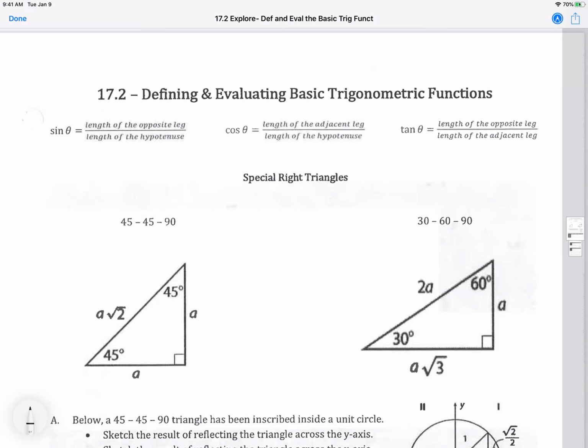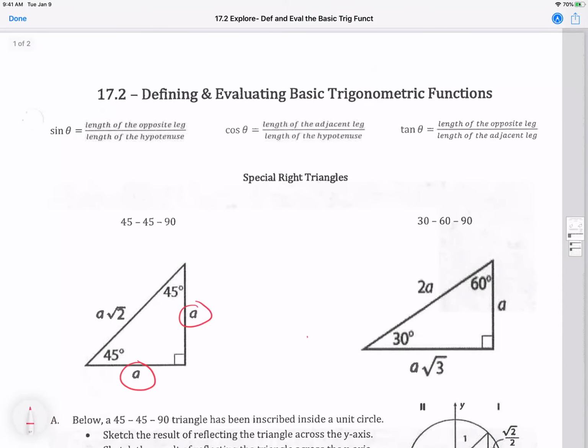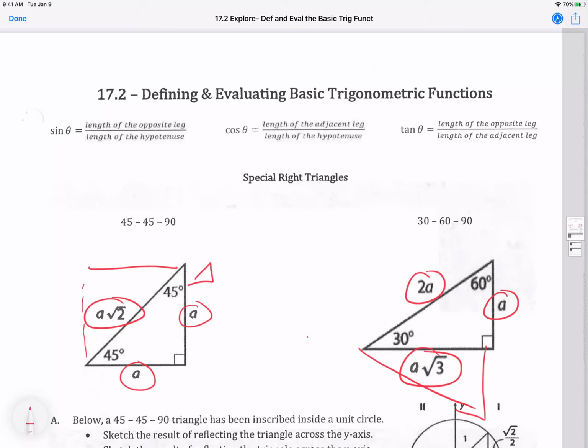The formulas for 45, 45, 90 are a, a, a root 2, and for 30, 60, 90 are a, a root 3, and 2a. Basically, to sum up, it's a split of a square for 45, 45, 90, and the split of an equilateral triangle for 30, 60, 90 degrees. No matter what size you have, whether a small 45, 45, 90 or even a really big one, the sine, cosine, and tangent values are all going to be the same, and same thing for the other one, because they're all similar triangles.